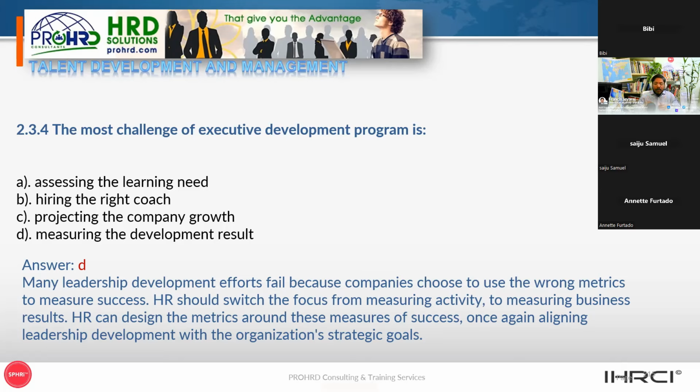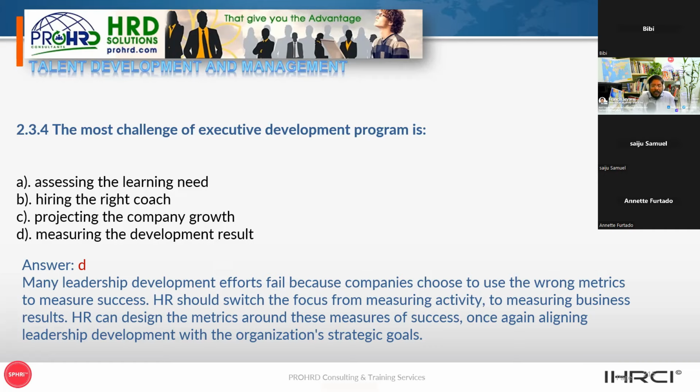Executive development program, right? So in order to measure the development result, we need to go for D, measuring the development result. This is because the leadership development initiatives face difficulties in determining and quantifying the actual impact and effectiveness of the program. So we cannot correlate the impact and the effectiveness of the program. That is a problem. They're not able to connect the nodes.